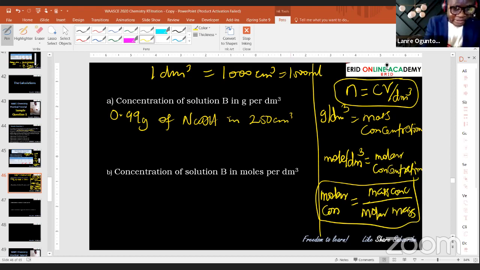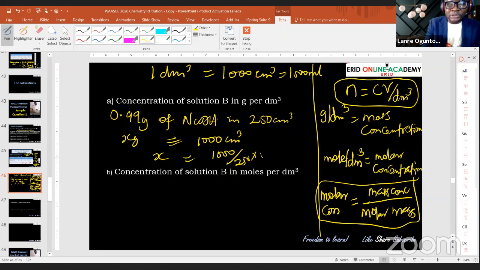So you just ask yourself and say, okay, if 0.99 gram of sodium hydroxide is in 250, then X gram will be in what? X gram will be in 1000 cm cube. So my X will be equal to 1000 over 250 times what? 0.99. And this should give me what? Okay, let's do the calculation. That is 0.99 times 4. And that gives me 3.96.